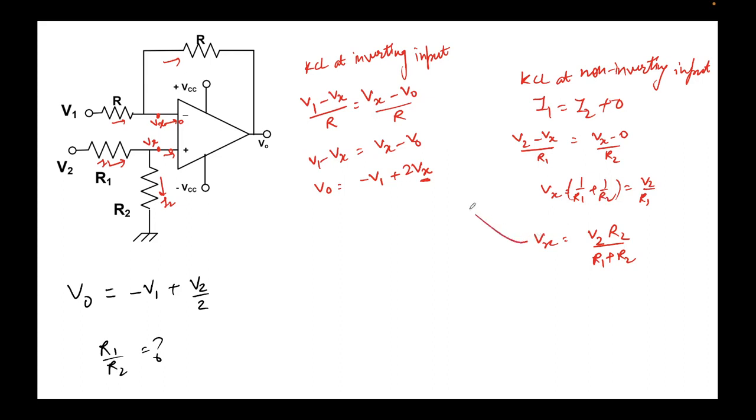Now let's put this value in this expression. So we'll get V0 equal to minus V1 plus 2 times Vx. 2 times this expression, V2 R2 upon R1 plus R2. So I'll simply write minus V1 plus V2 times 2R2 upon R1 plus R2.